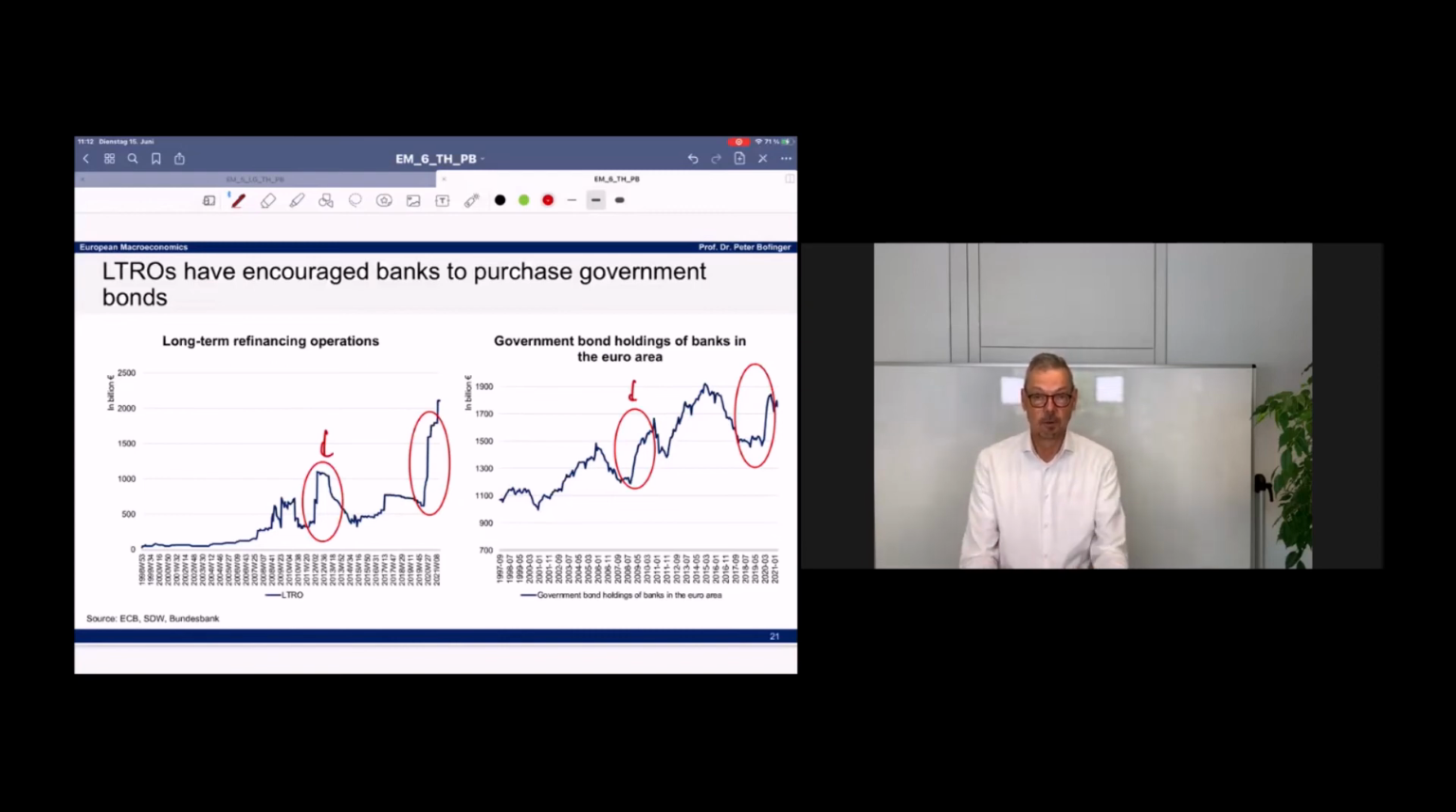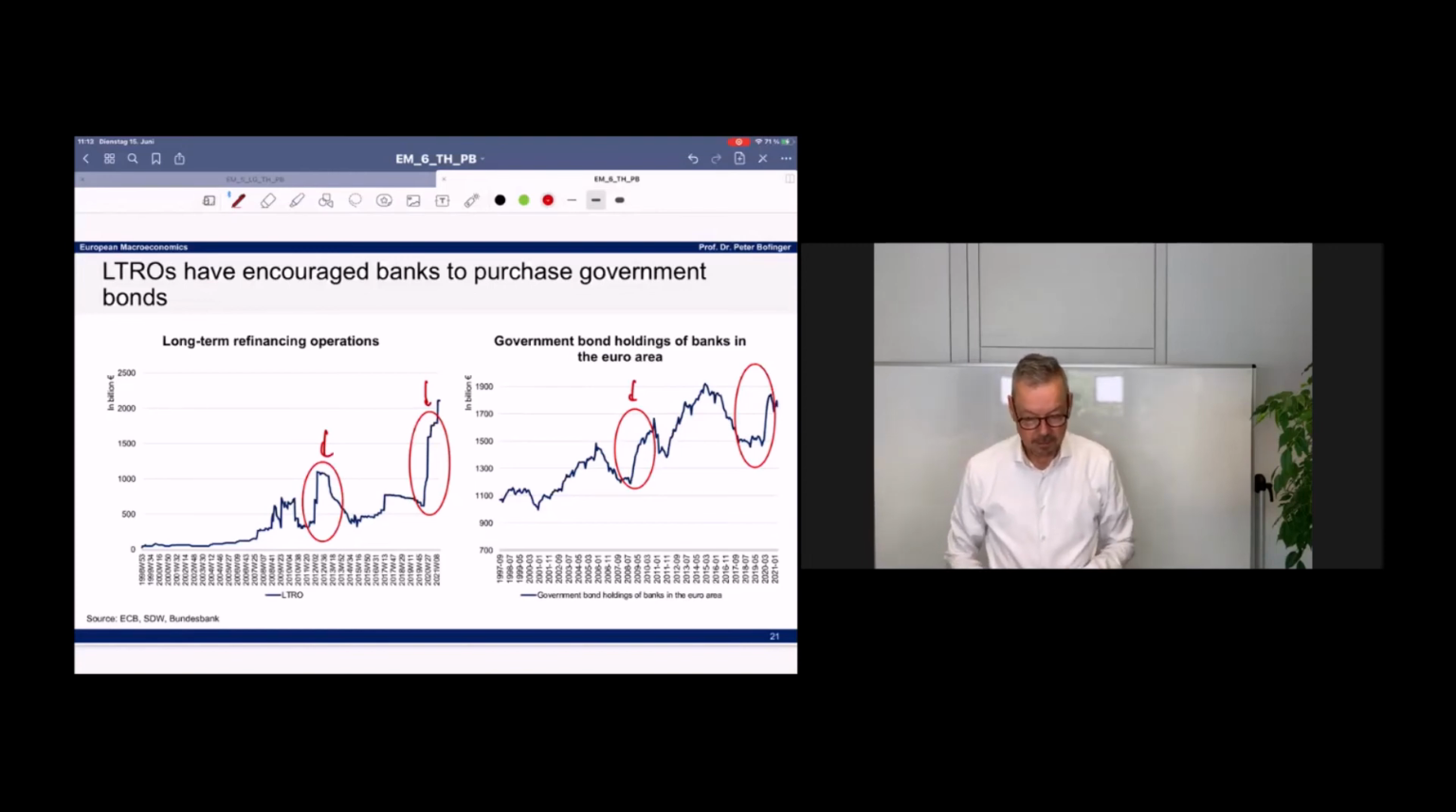And by this, a way to get government bond rates down. And a similar thing happened now with COVID, where again the banks received extremely high liquidity provisions by long-term refinancing operations, and again, at least a part of it was then used for the purchase of government bonds in the COVID period.